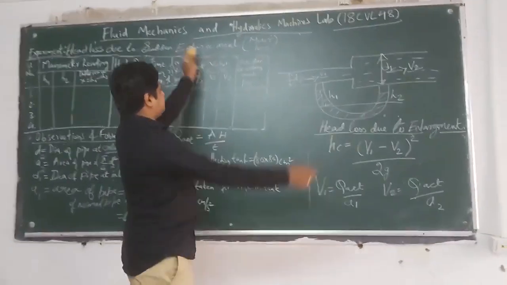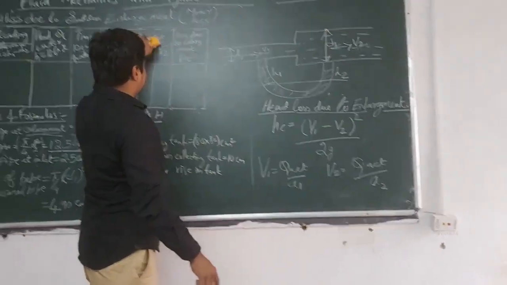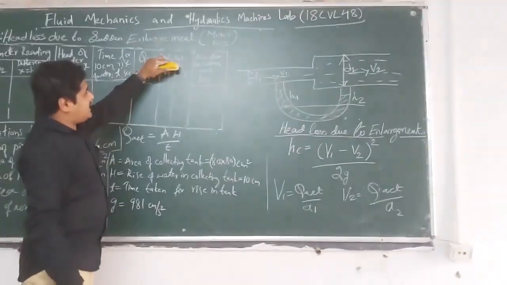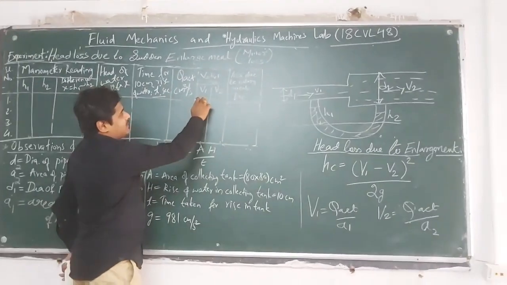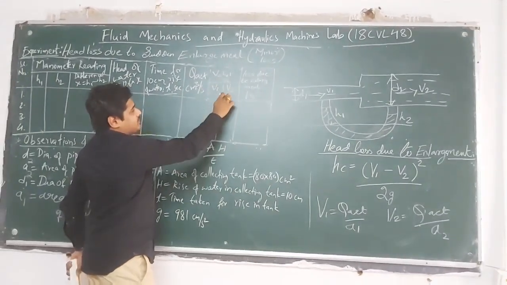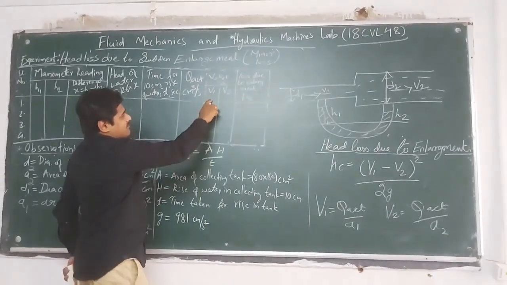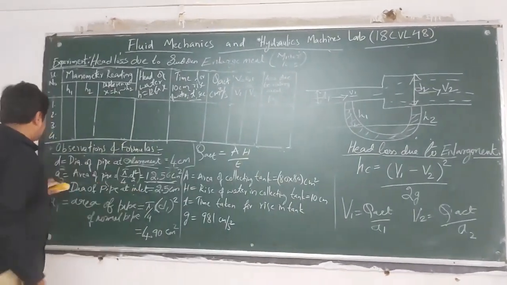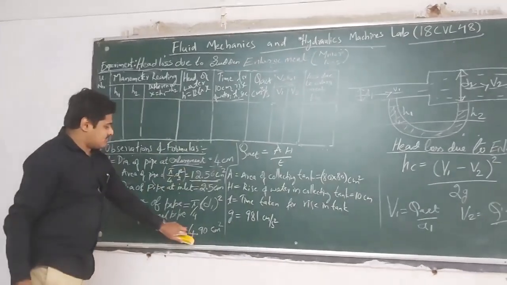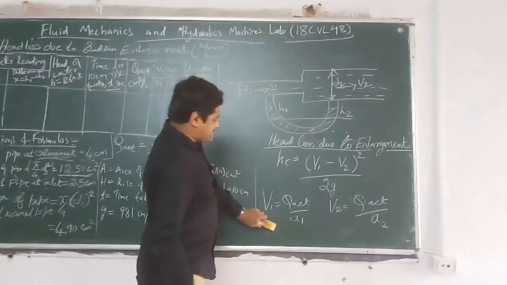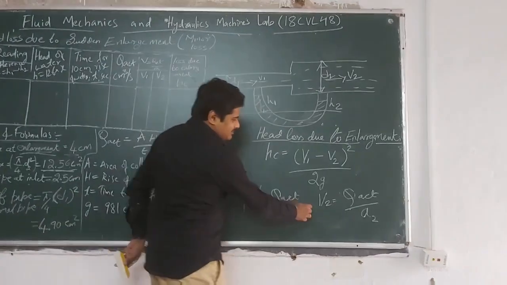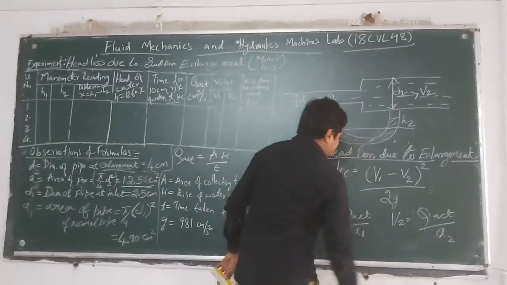Next we will find V equals Q actual by A. For V1 we find Q actual by A1 and for V2 we find Q actual by A2. So Q actual remains the same, and the A1 and A2 values will be taken. A2 is 12.56 and A1 is 4.90. V1 is calculated by Q actual by A1 and V2 is calculated by Q actual by A2.